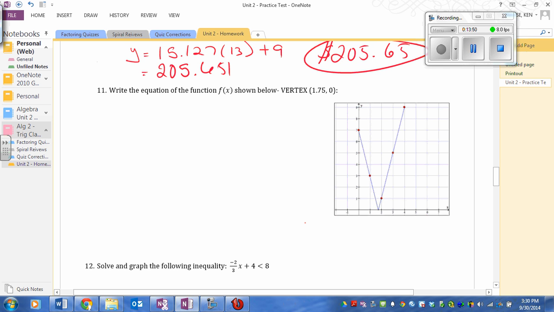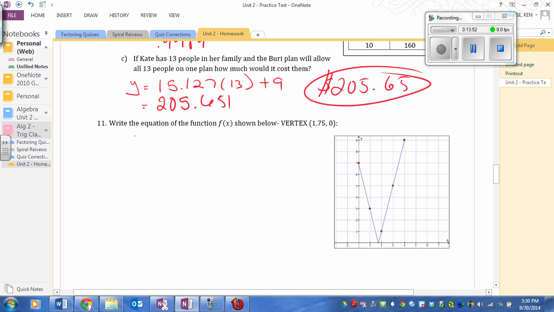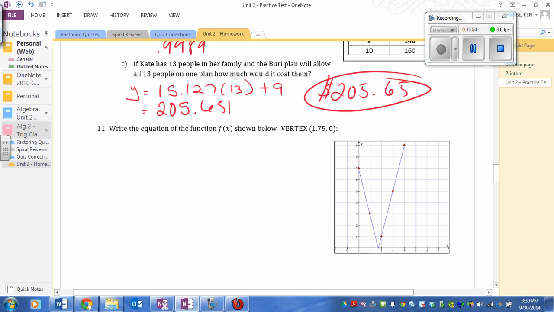Alright, this one's relatively straightforward. We got our vertex. It's going up, so we're going to do f of x equals x. Now it went to the right 1.75, so we're going to do minus 1.75. Did not go up, so we're not going to put plus or minus, but it is steeper by 3. Notice 1, 2, 3 over 1. So I've got to put a 3 out front.